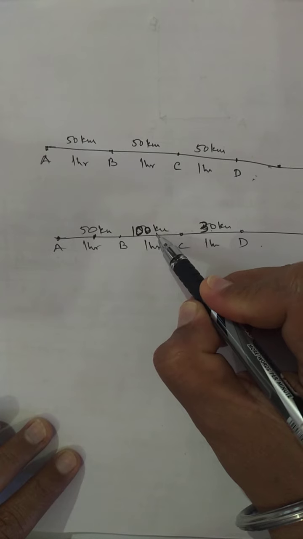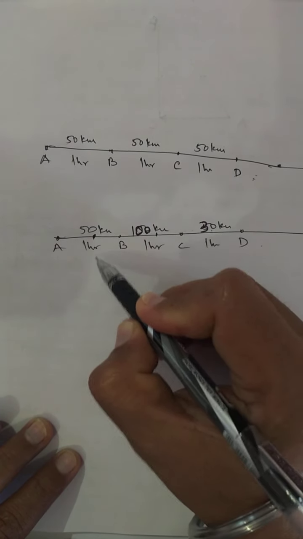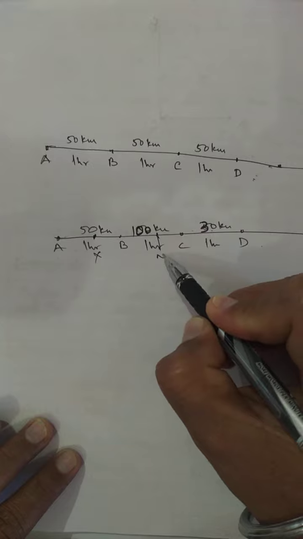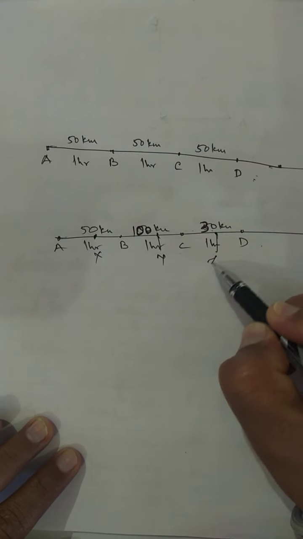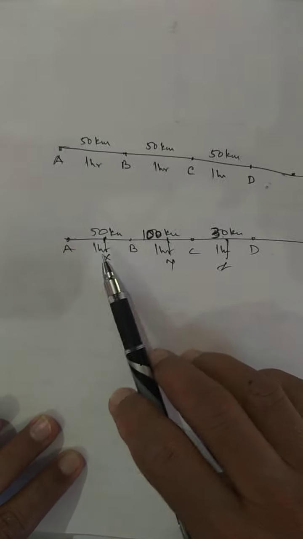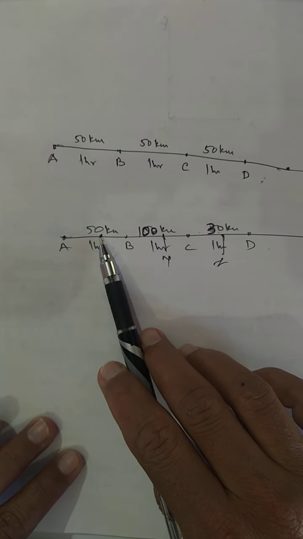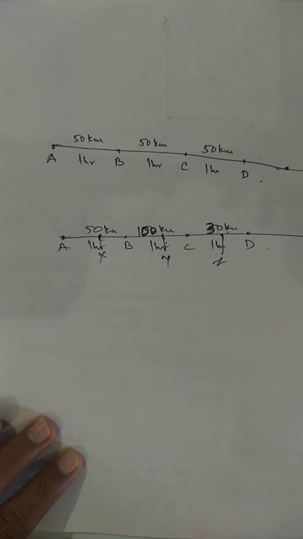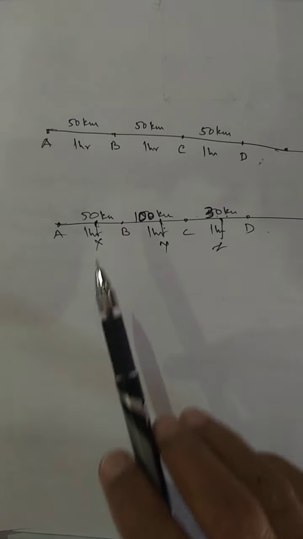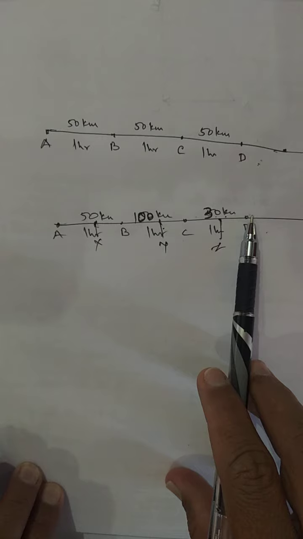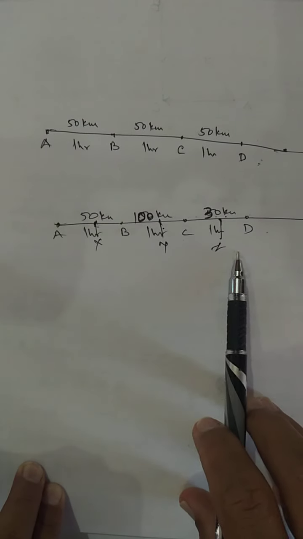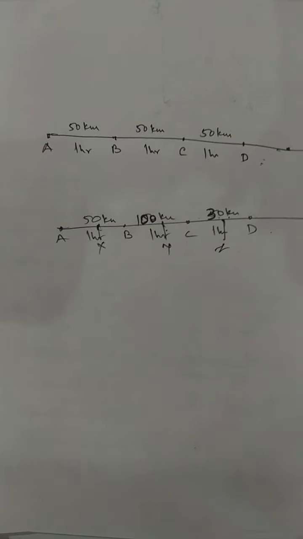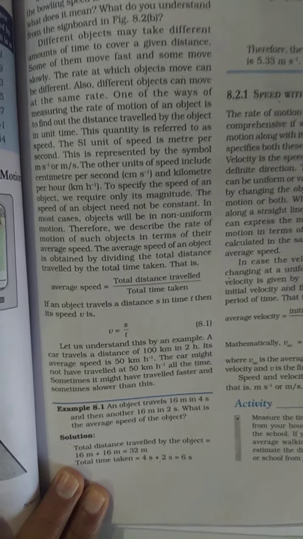At this instant, let us suppose this point is X, this point is Y, this point is Z. Now here at point X, at any instant the speed is 50 km per hour. Here at point Y it is 100 km per hour. At Z it comes out to be 30 km per hour. And average velocity is total distance covered by the body divided by total time taken. We have already discussed. Now we will solve some examples.